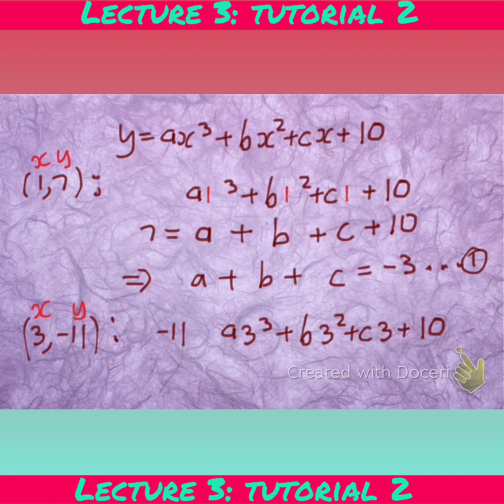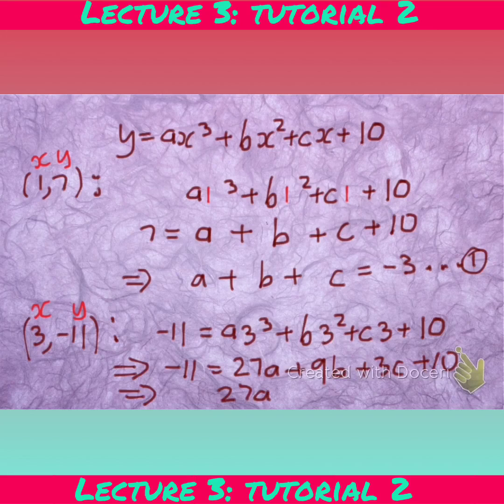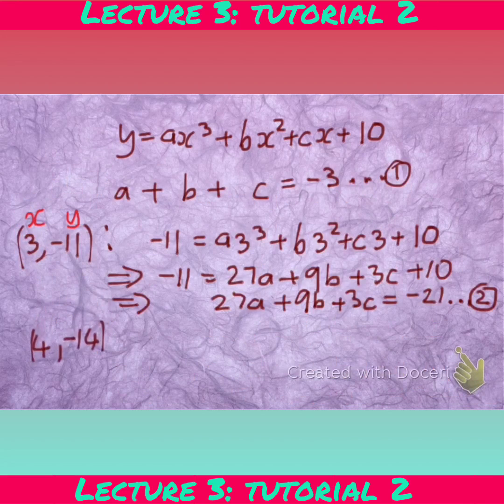So we replace y with minus 11, and the left hand side needs to equal the right hand side. So that implies that our left hand side stays minus 11, and our right hand side is replaced with 27a plus 9b plus 3c, and that is going to equal minus 21. Okay, so that is going to be our second linear equation.